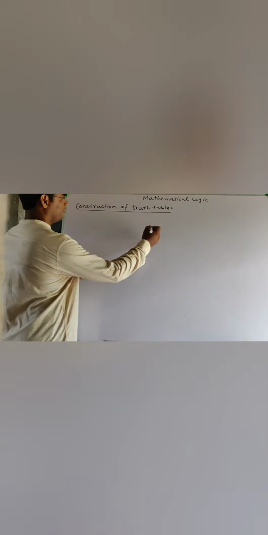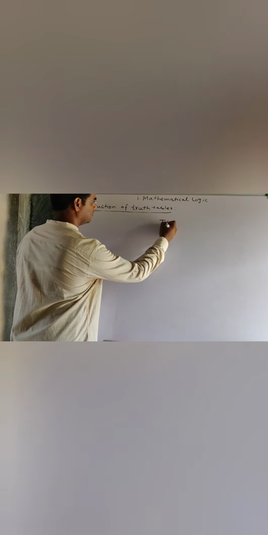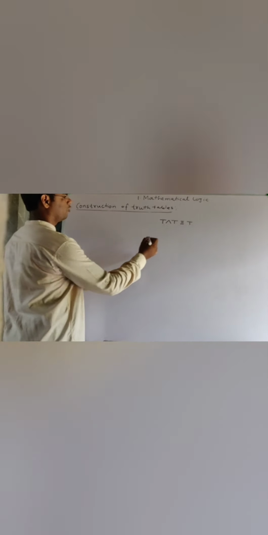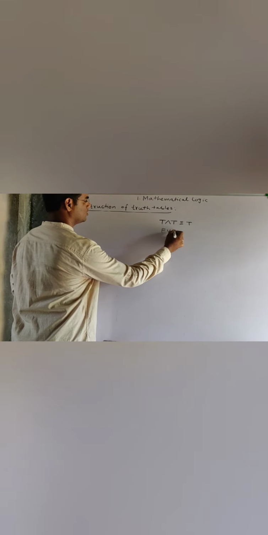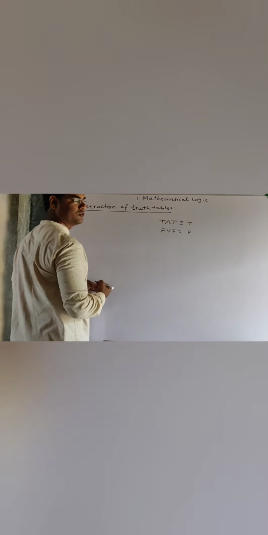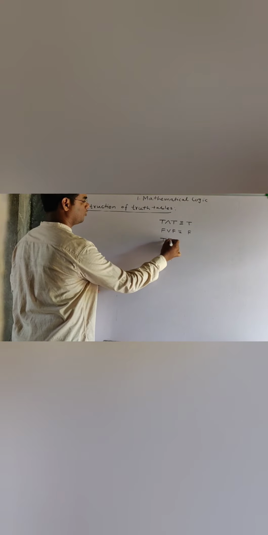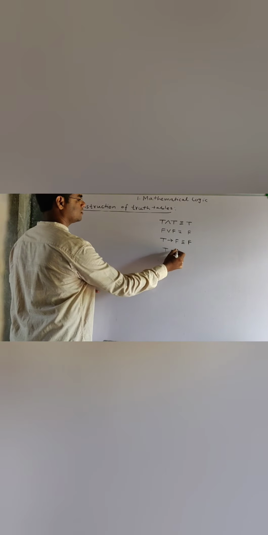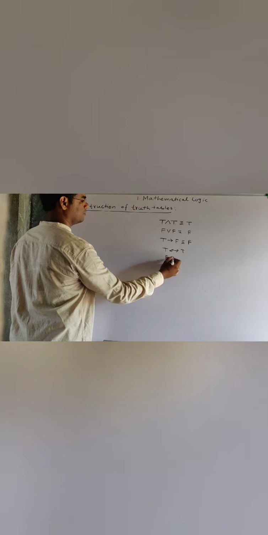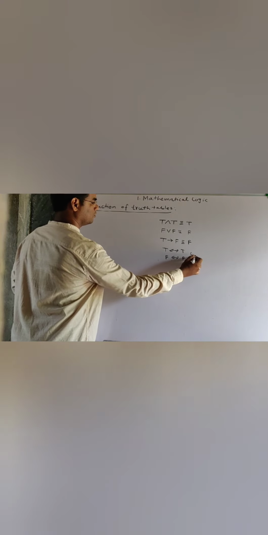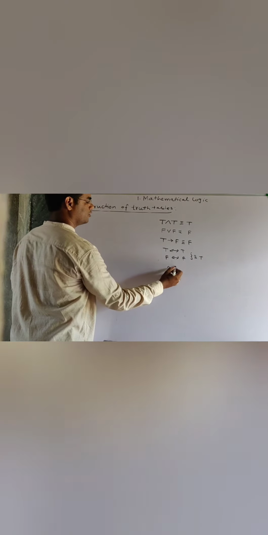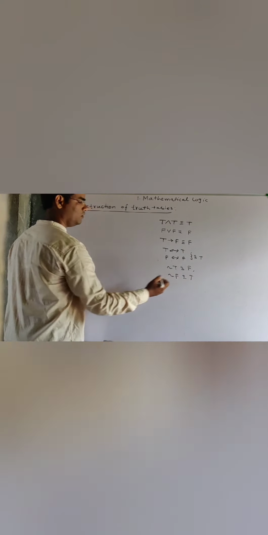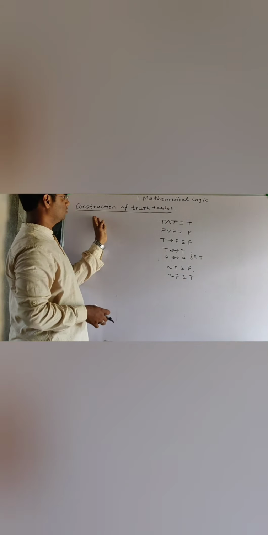The rules for the truth table are: true and true is true for and. For or, false or false is false, otherwise true. For implication, true false is false, otherwise true. And for biimplication, if both the values are same, then the truth value is true, otherwise false. And negation of true is false and that of false is true. So these are the rules to construct truth table.